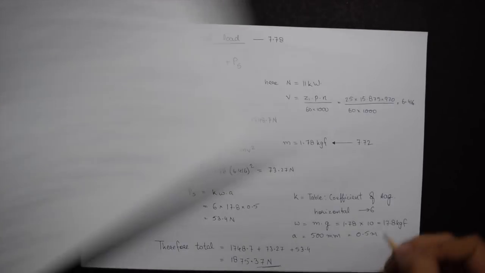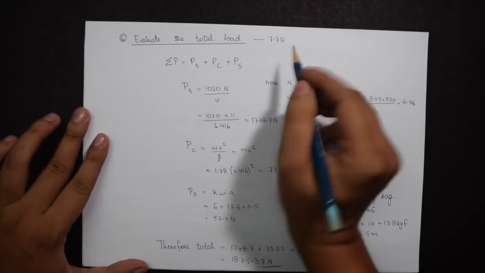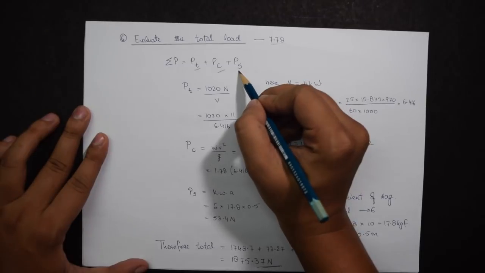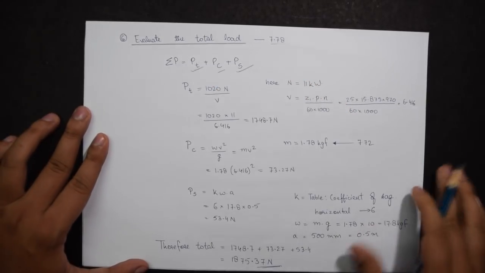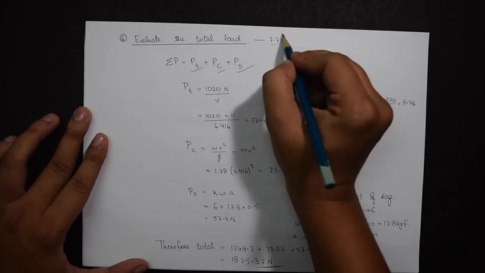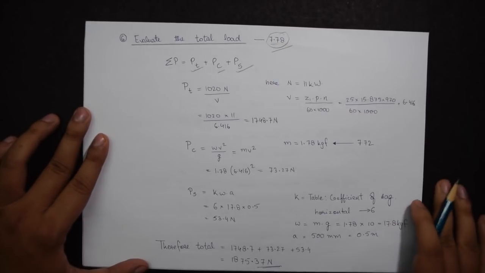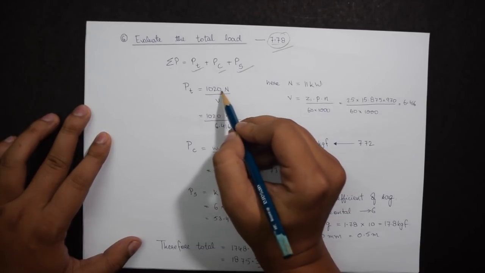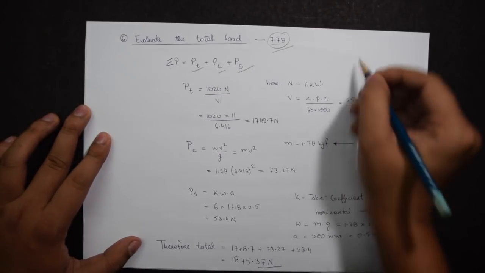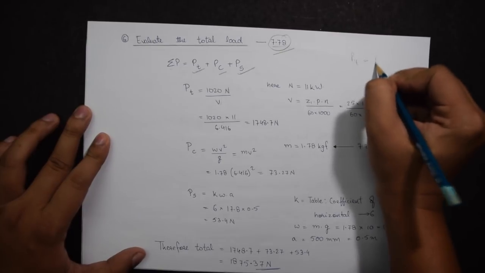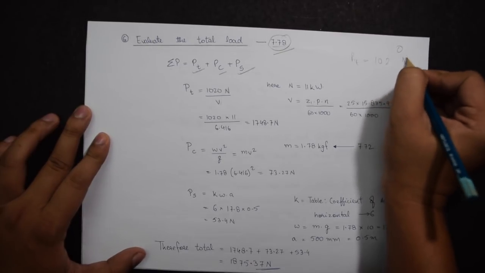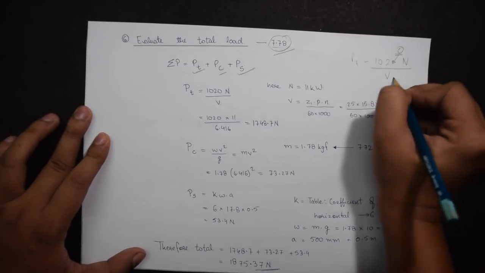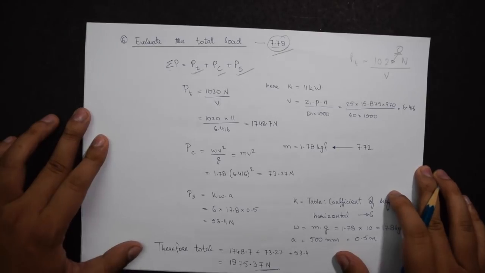Step 6 is evaluating the total load, that is the summation of tangential, centrifugal and tension due to sagging of chain, given on page number 7.78. Now P tangential can be found with the formula 1020 into N divided by V. Just keep in mind a few of the books have a misprint and the 0 has been shifted towards the top. So it is 1020 into N divided by V. Here N is in kilowatts.